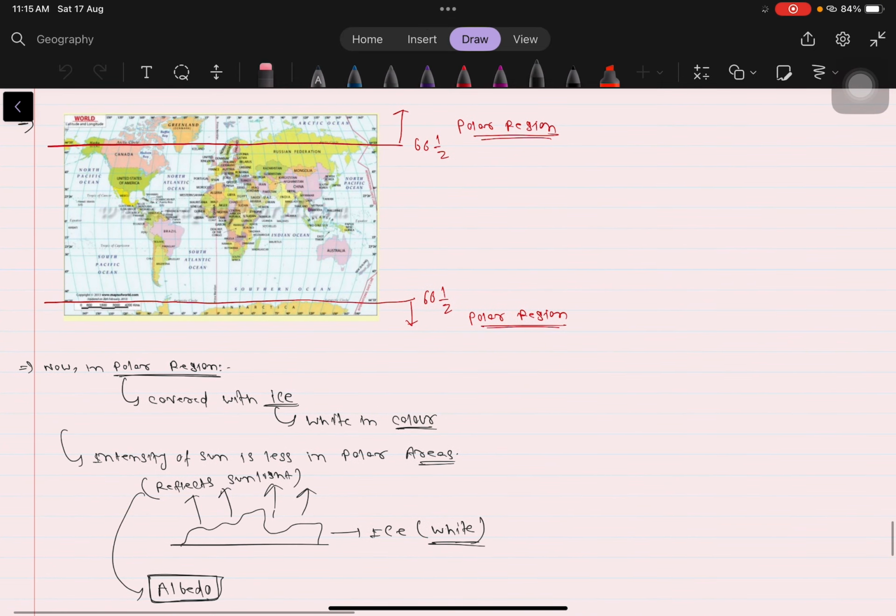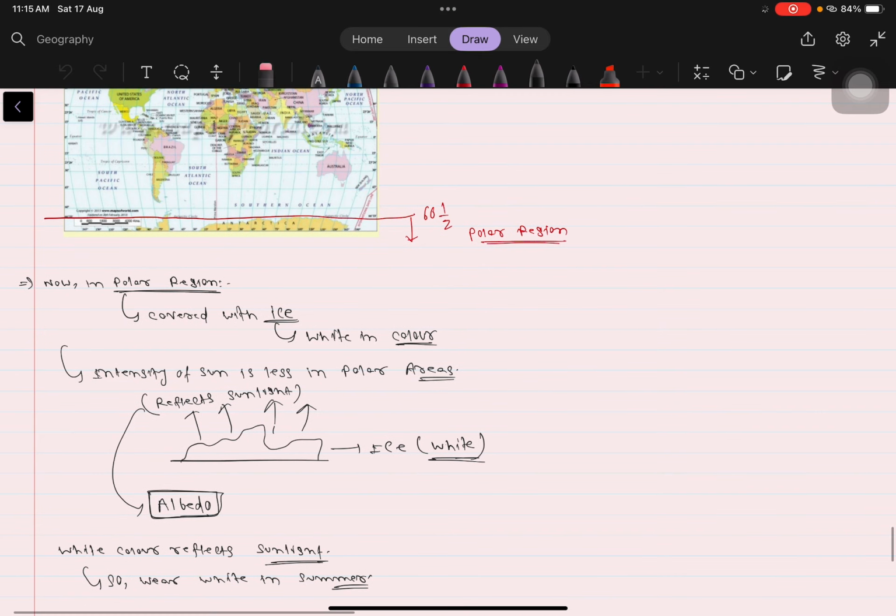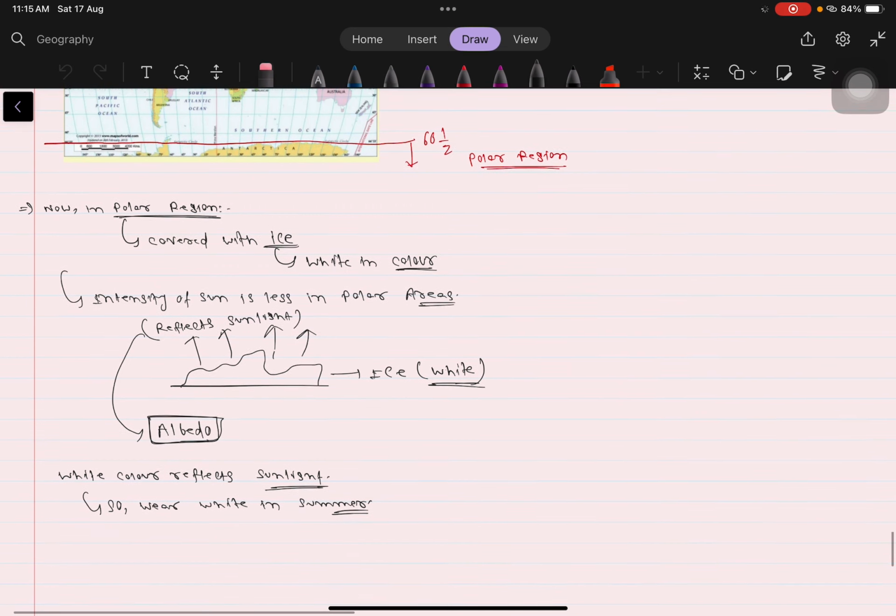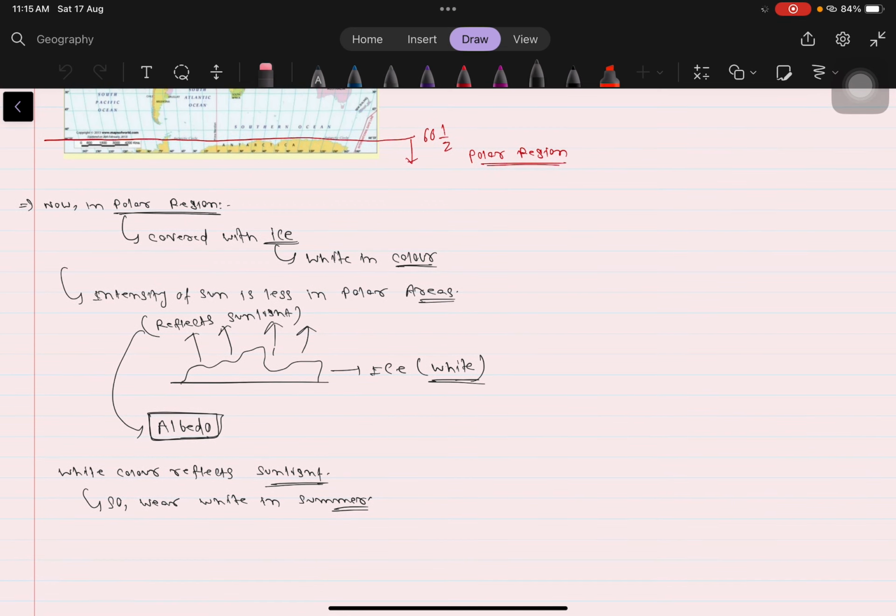The polar region begins from 66 and a half degree. We know that the polar region is already covered with ice and very little sunlight reaches there, and that sunlight is reflected by the ice, since ice is white in color, due to the albedo effect. So white color reflects sunlight. So this is all about this.